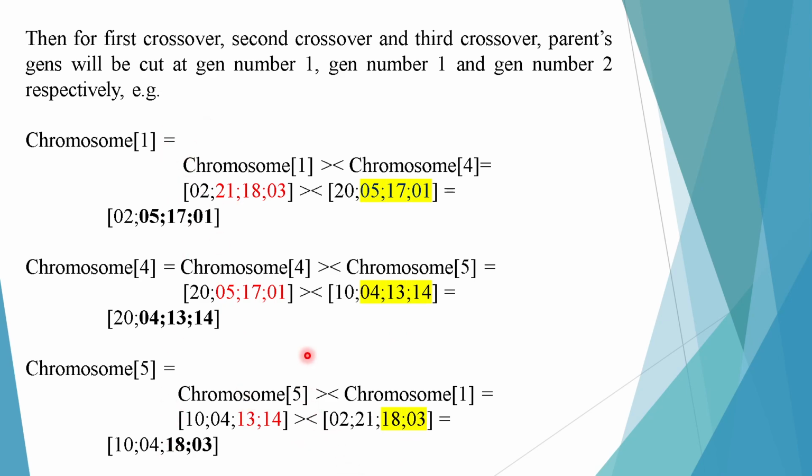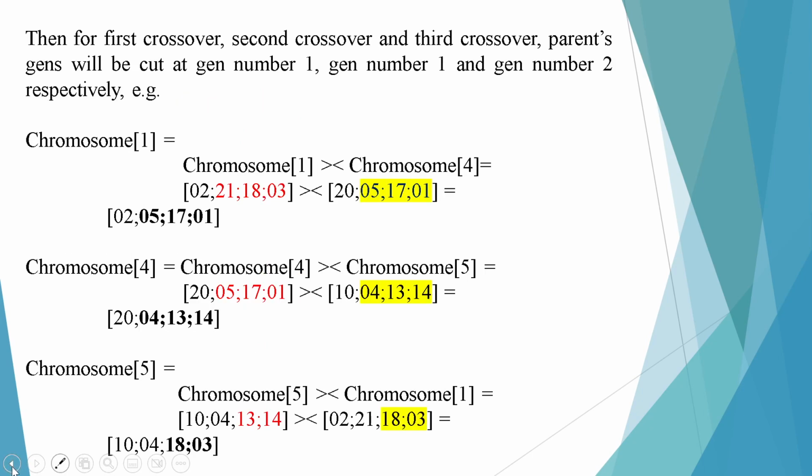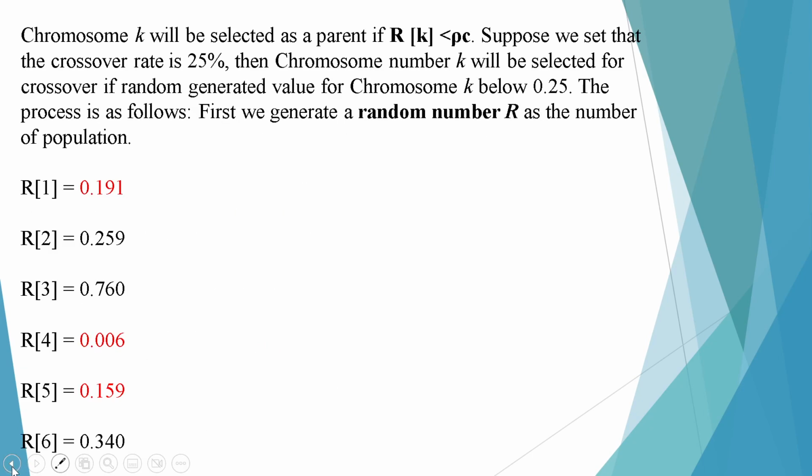After the crossover, the result for chromosome 1 is 02, 05, 17, 01. Chromosome 4 is 4, 13, 14. Chromosome 5 is 10, 4, 18, 3. And there are no changes for chromosomes 2, 3, 6. So it's only 1, 4, 5.